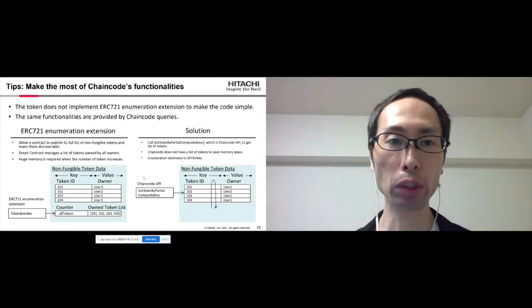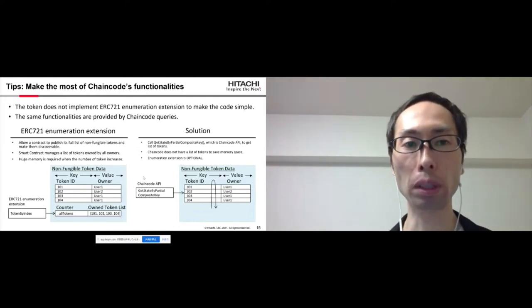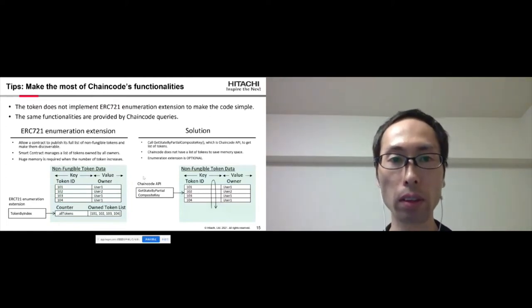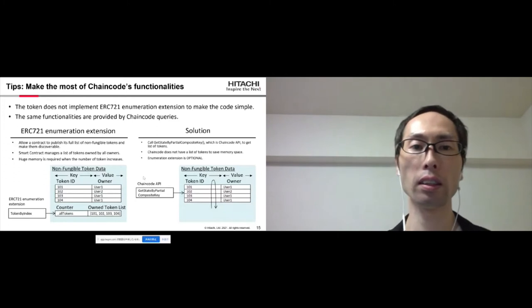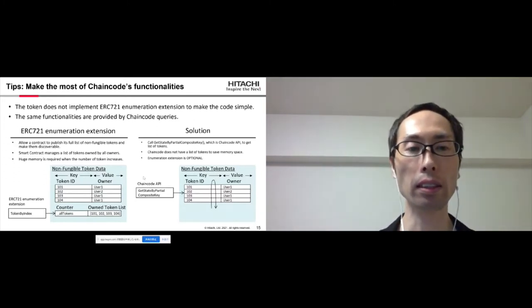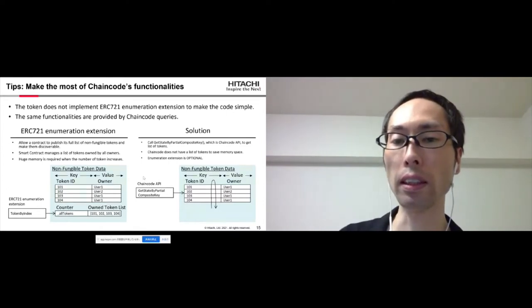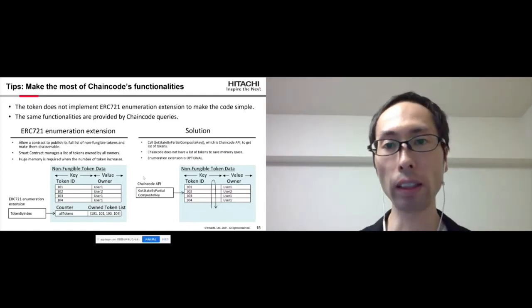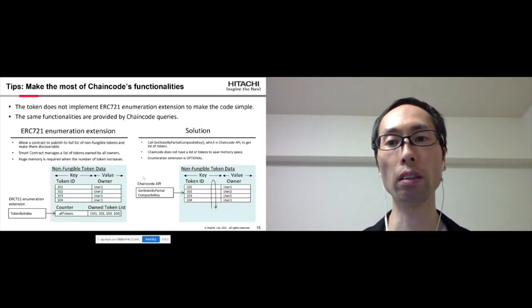ERC721 has an enumeration extension. The enumeration extension is optional, and it allows a contract to publish its full list of non-fungible tokens. So the smart contract manages a list of tokens owned by all owners. So it has a counter containing all tokens. When the number of tokens increases, the counter consumes huge memory. So to avoid the memory shortage, we removed the enumeration from the token smart contract. We can do it because Chaincode has an API called get state by partial composite key. So we can get the list of tokens by calling this function. So we can save the memory space.